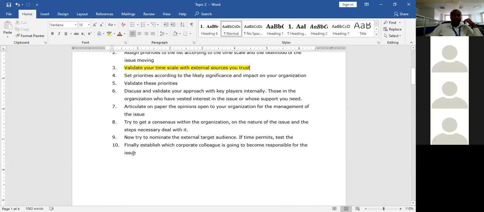Let's look at the final stage. Finally, establish which corporate colleague is going to become responsible for the issue. For example, you have established an issue. An issue is fire. An issue is strike. There is a looming strike because you predict the consequences.